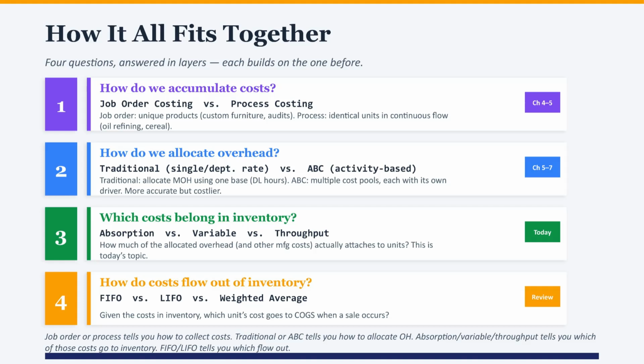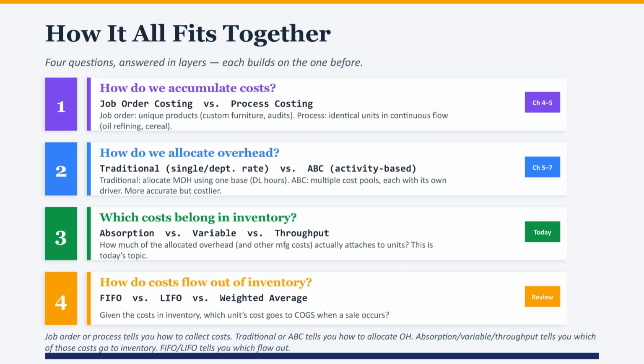Now we connect the big picture in cost accounting. 4 key questions outline our exploration: accumulating costs, allocating overhead, assigning costs to inventory, and determining cost flow out of inventory. The first decision is how to collect costs. In job order costing, costs are accumulated by individual job, batch, or project. Each job has its own cost sheet tracking DM, DL, and applied OH. This system is used when products are unique or customized. Think custom homes, audit engagements, movie productions, or specialized machinery.